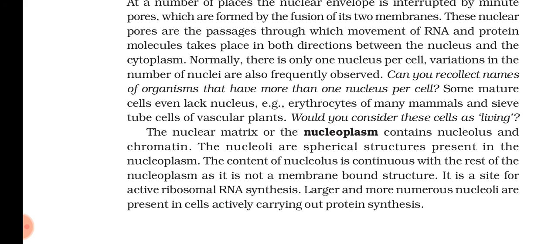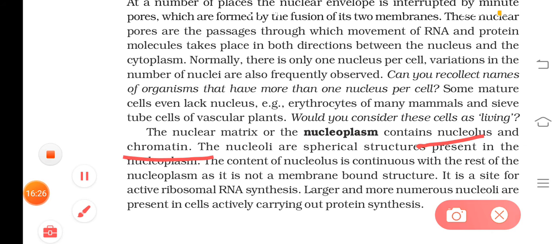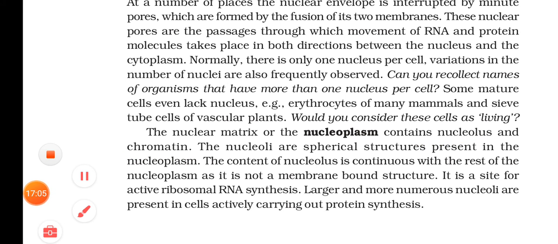And when you see the matrix or the nucleoplasm, what does it contain? Two main structures: the nucleolus and the chromatin. Nucleolus or nucleoli are spherical structures which are not bounded by any membrane, and that is the site of rRNA synthesis. RNA, have you heard? DNA and RNA. RNA are of different types. So rRNA, which forms the structural part of ribosomes, is actively synthesized in the nucleolus. And chromatin is actually the thread-like structures that condense to form the chromosomes during or just before cell division. Clear? So this is the structure of the nucleus.